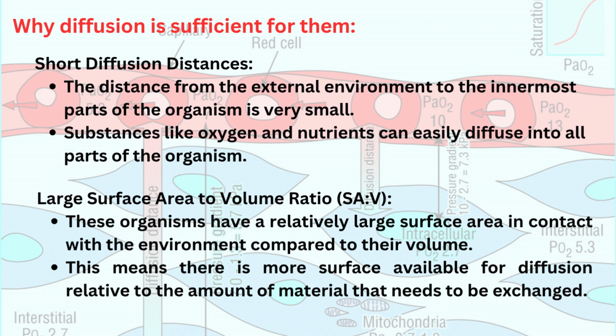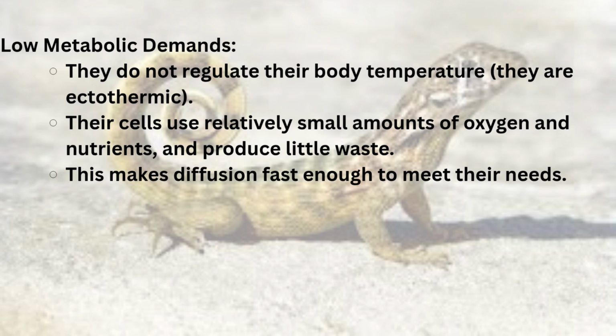Large surface area to volume ratio. These organisms have a relatively large surface area in contact with the environment compared to their volume. This means there is more surface available for diffusion relative to the amount of material that needs to be exchanged. Low metabolic demands. They do not regulate their body temperature, they are ectothermic. Their cells use relatively small amounts of oxygen and nutrients, and produce little waste. This makes diffusion fast enough to meet their needs.